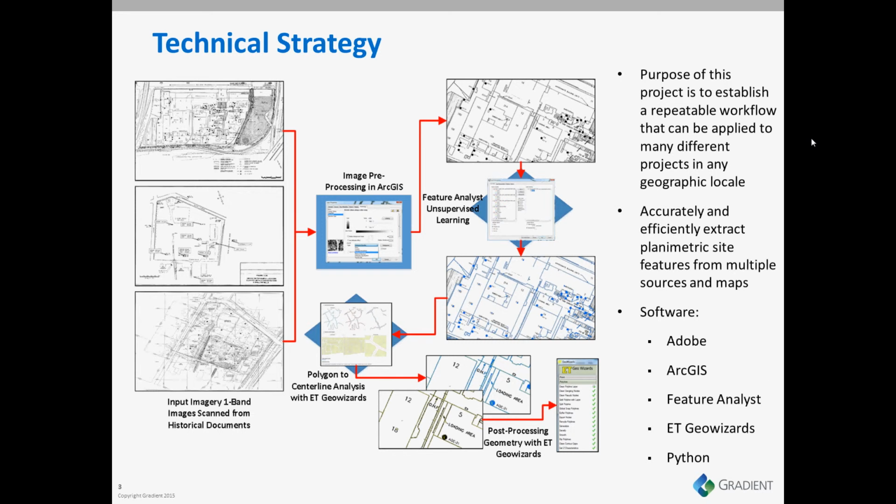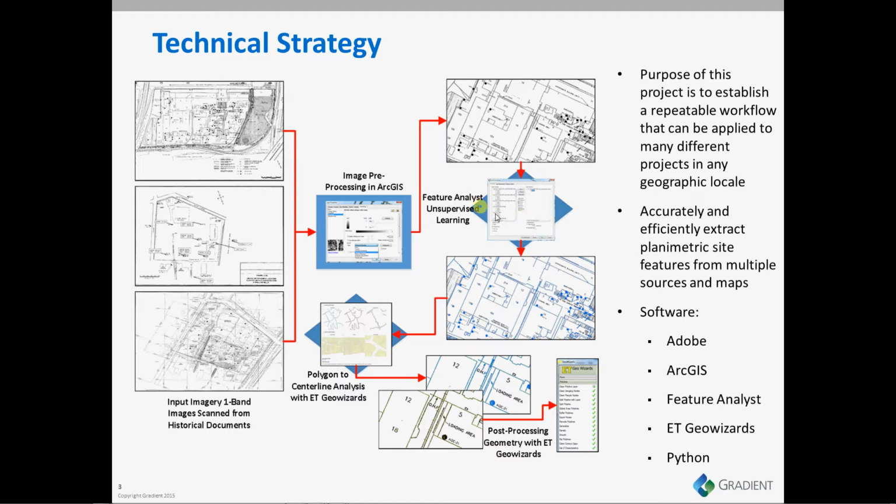And so for the project, my technical strategy is outlined here. We start with a series of images, and I've outlined 3 here. They need to be pre-processed, and I used ArcGIS for that. They all need to be similarly contrast stretched. They need to have the same, I guess you'd say spectral properties, the same or similar digital numbers for this to be an efficient process.